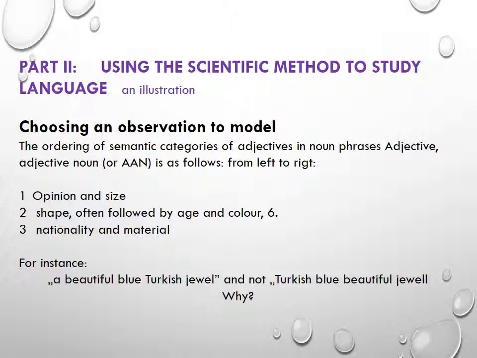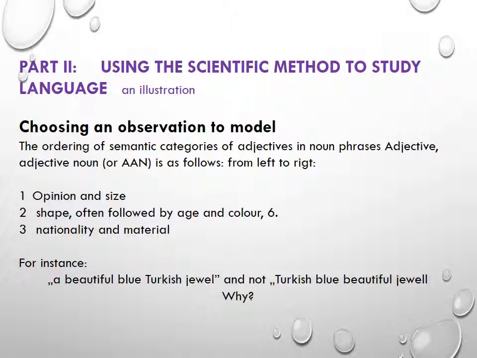In linguistics, this approach, as just mentioned, was first taken by Zipf, but was not followed by others until very recently. In this part of the presentation, it will be illustrated how language can be studied with the scientific method, in the paradigm of empirical sciences, that is. So, first we will choose a linguistic observation to account for. This is going to be the ordering of semantic categories of adjectives in noun phrases consisting of two or more adjectives and a noun, such as a beautiful dark Turkish carpet.